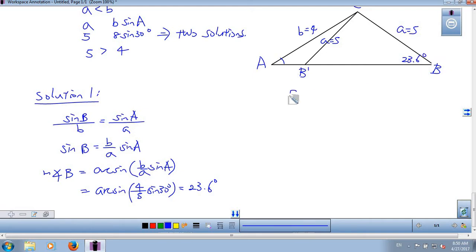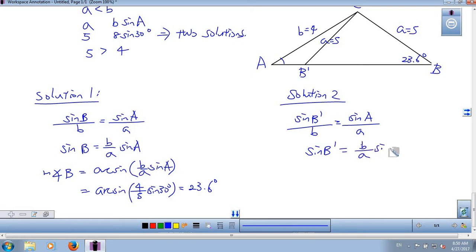But what about solution 2? Okay, I'm going to talk about this together, because what is B prime? Well, B prime has the same sine value. Sine of B prime is also equal to the same value here. So sine of B prime is also equal to B over A times sine A. It's the same value, but the only difference is B prime is an obtuse angle, it's in quadrant 2. So compared to this angle, how do I go ahead and do this?